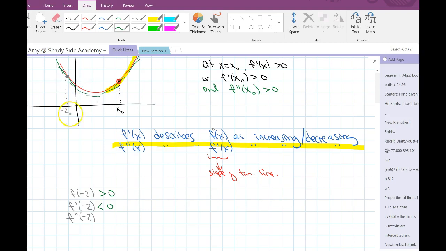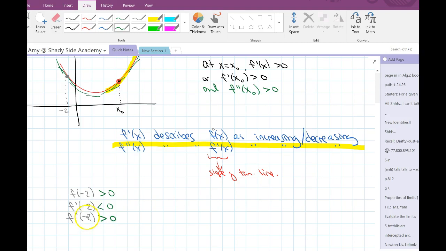Oh, interesting. At negative 2, the slopes of the line's tangent are increasing. Look: very negative, less negative, less negative, 0, positive, more positive, more positive. So at negative 2, the slope of the line tangent is increasing. So here's an interesting thought.